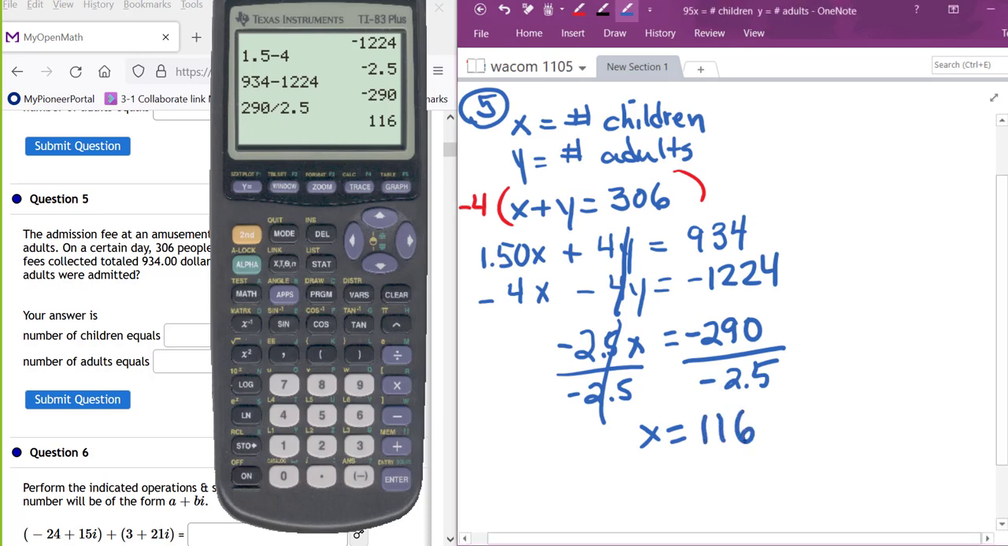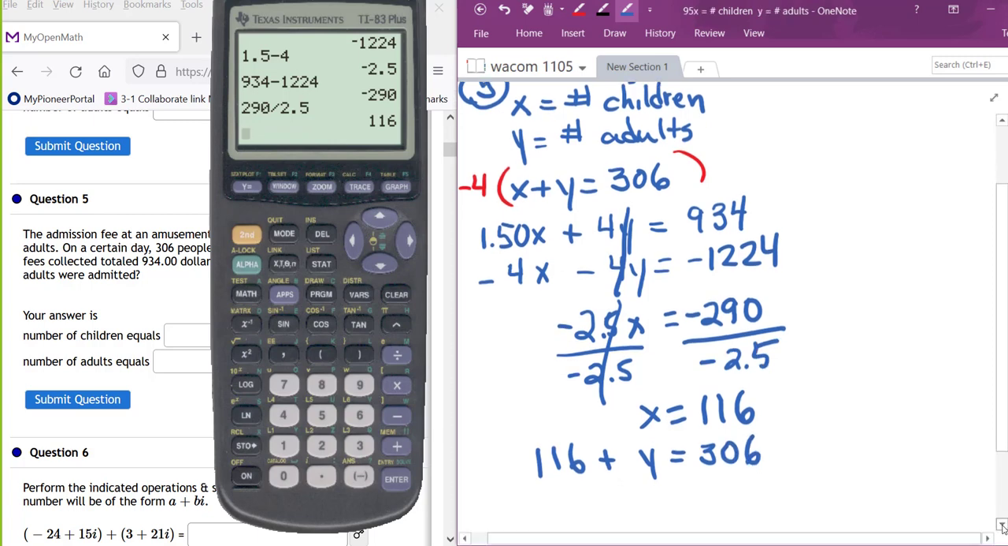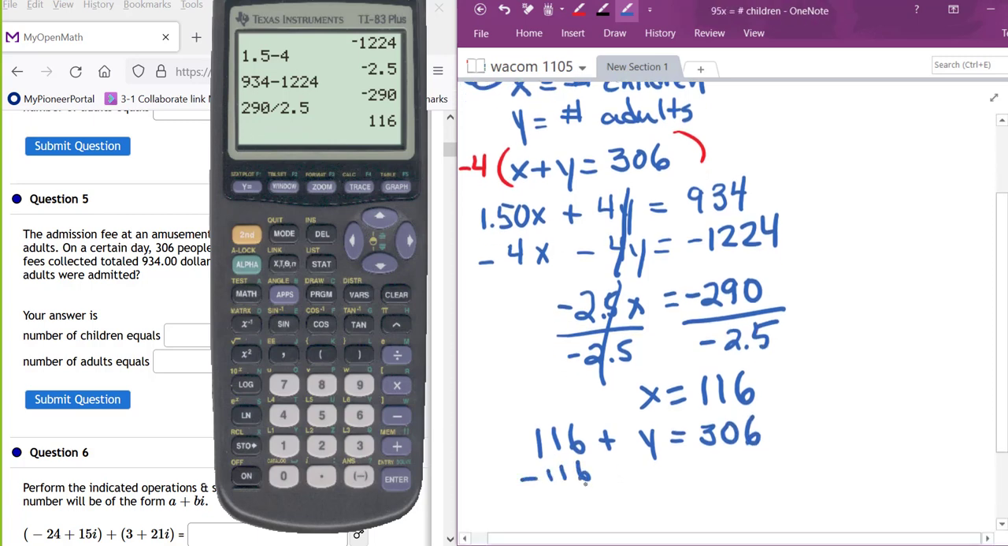Then you have to substitute back, and I would choose this equation. That's the simplest equation. So I have 116 plus y equals 306, and you will subtract your 116.